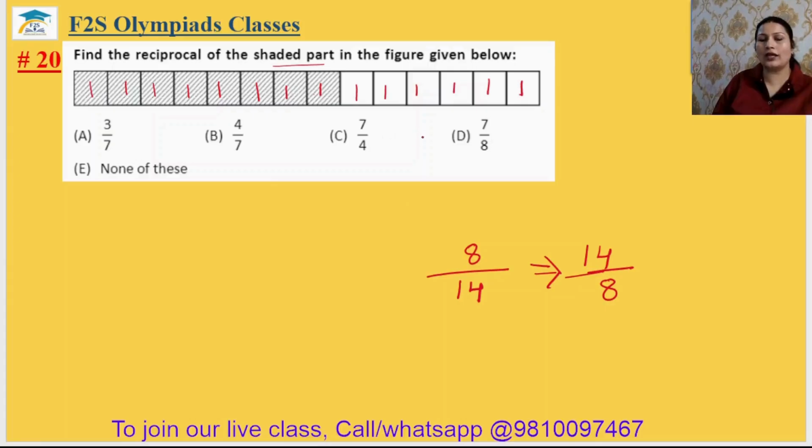But there is no answer like this, so we will simplify it. 2 is the common factor between numerator and denominator. So it becomes 7 upon 4. This is in option C. So the 20th answer will be option C.